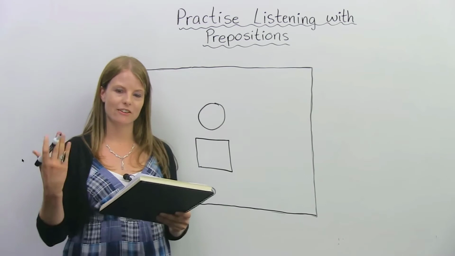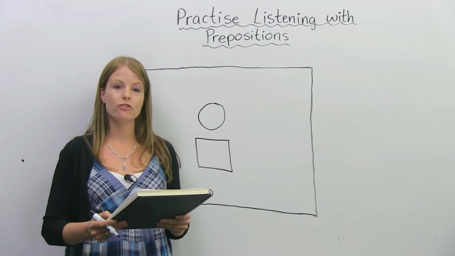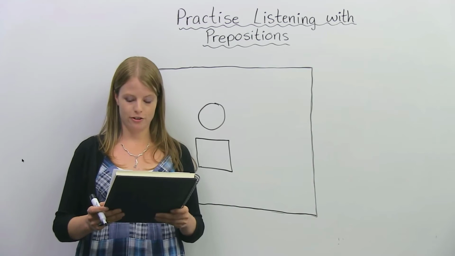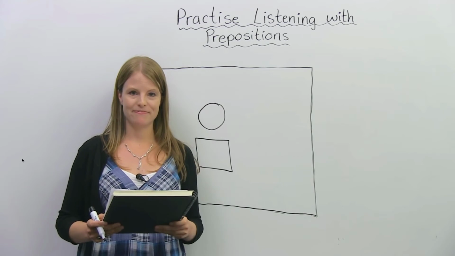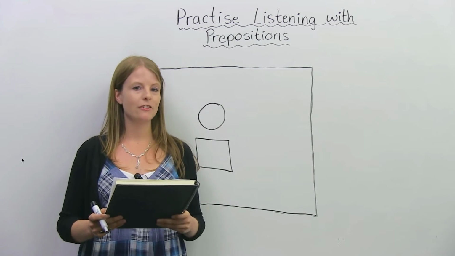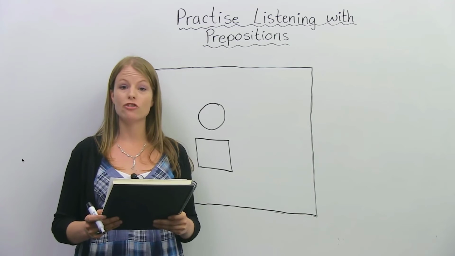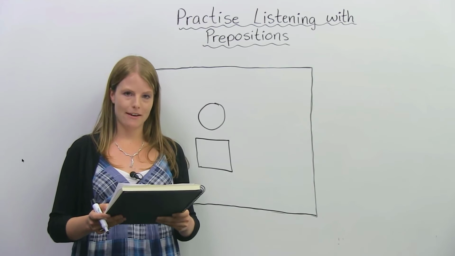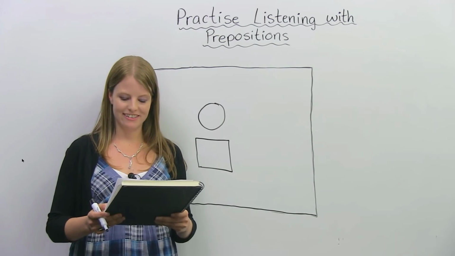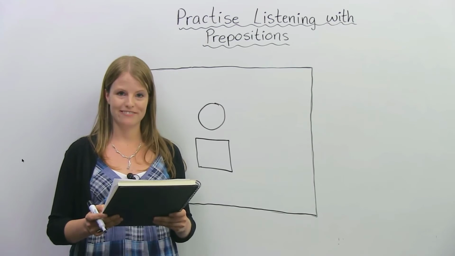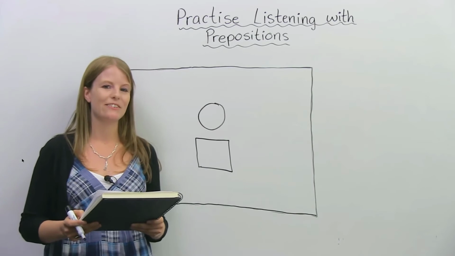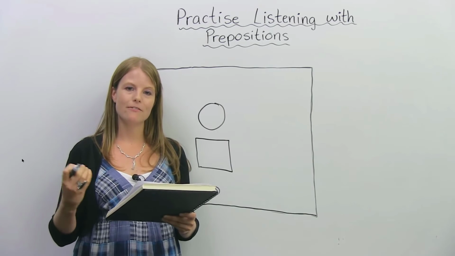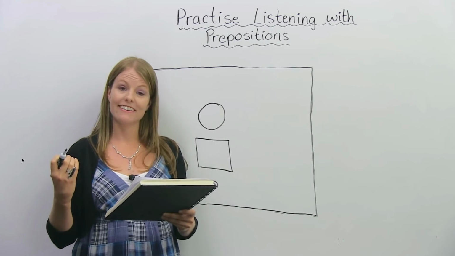Okay, the next instruction. I want you to look at the circle. Above the circle, there is a triangle. To the left of the triangle, there is a circle. Okay, so you should be drawing some more. To the left of the triangle, there is a circle.